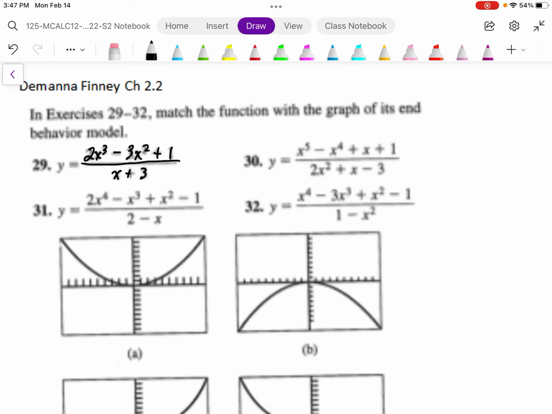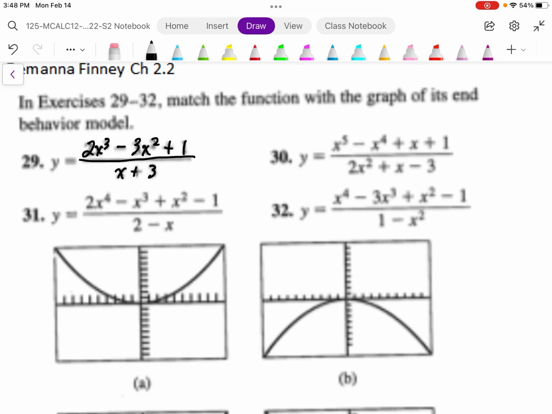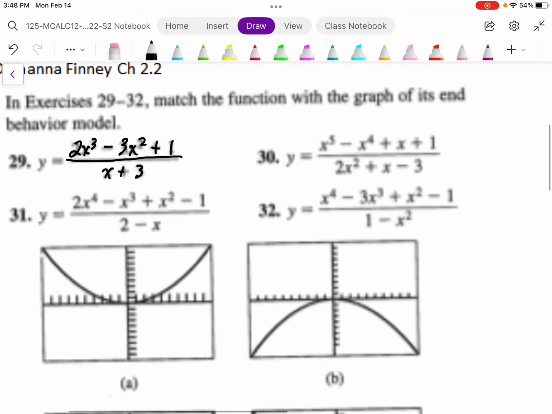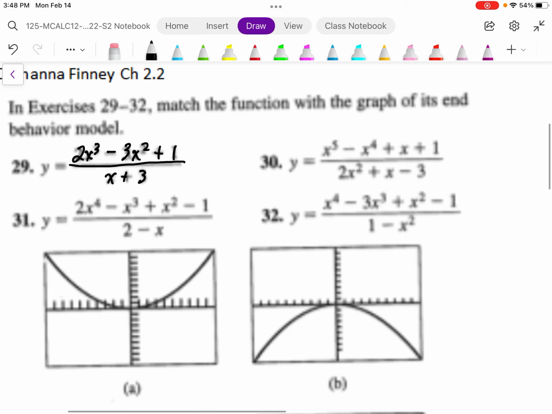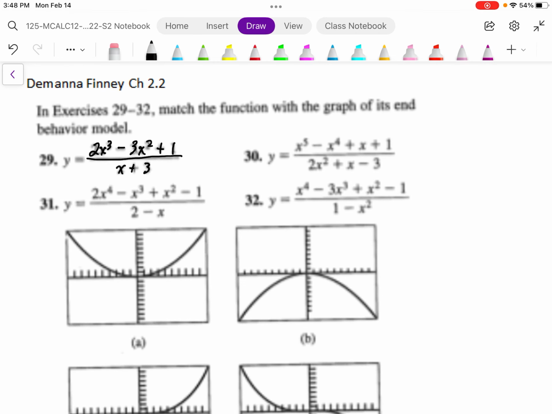So question 29 to 32 says, match the graph with the function based on the end behavior model. So we want to know what's really happening to these graphs as the limit as x goes to infinity. Now we're going to do this kind of roughly, then I'll show you how we can do this a little bit more concisely with long division.